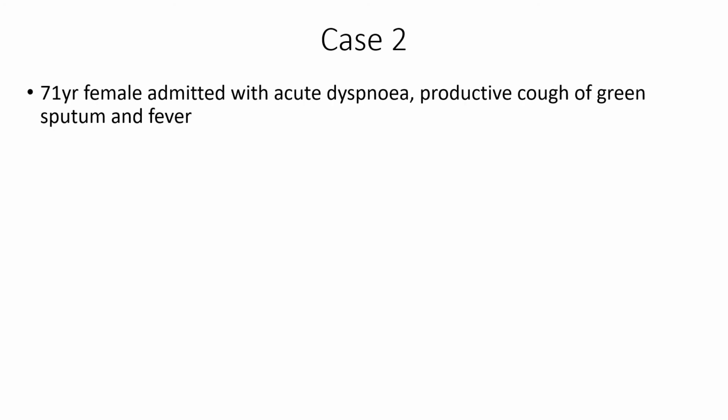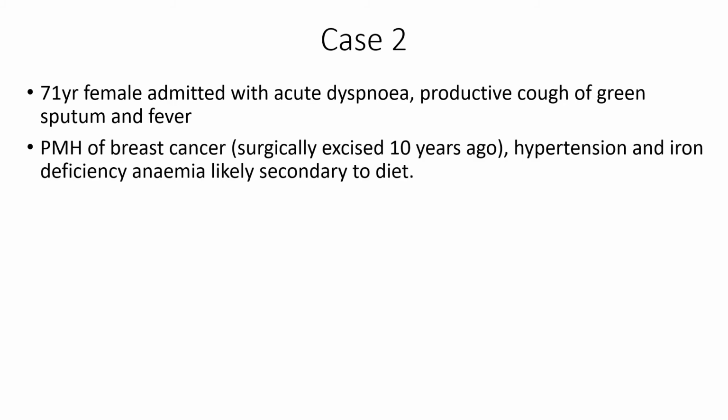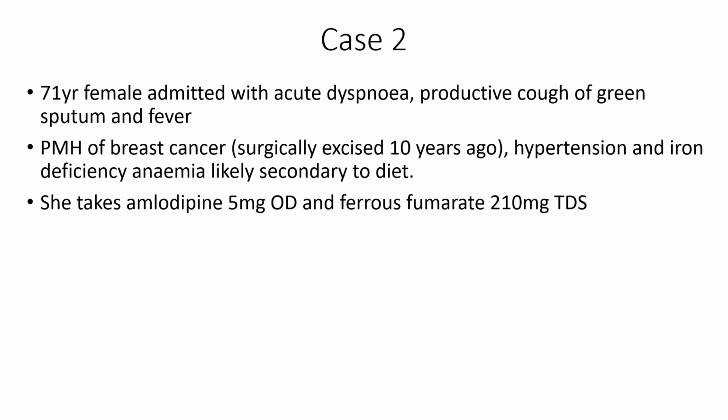Okay, so let's move on to case 2. So we have a 71-year-old female admitted with acute shortness of breath and a productive cough and fever. She's got a past medical history of breast cancer taken out 10 years ago, hypertension, and iron deficiency anemia. So she's a vegetarian, let's say. So she takes amlodipine and ferrous fumarate.